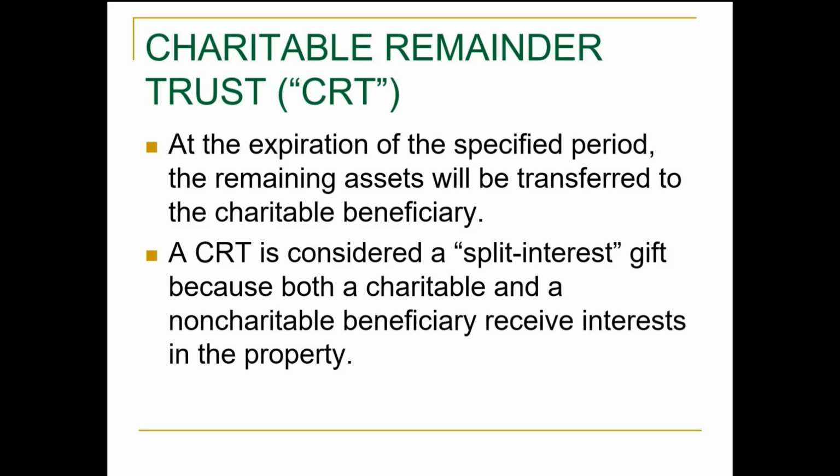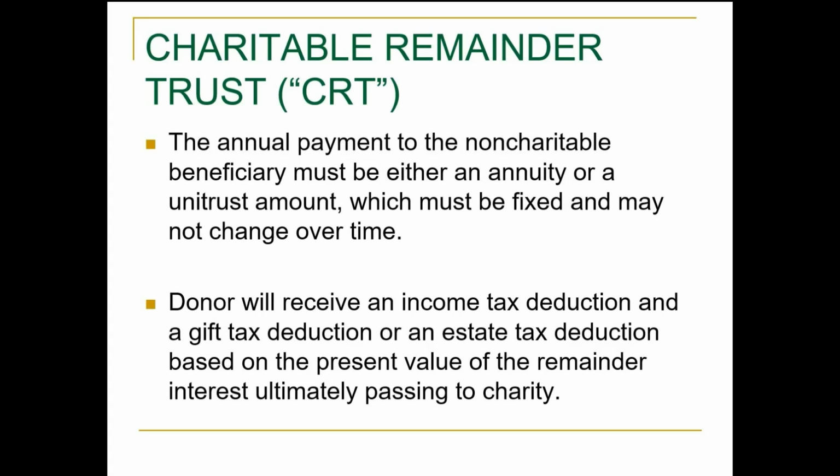This is considered what's called a split interest gift because both a charitable and a non-charitable beneficiary receive an interest in the property. And so for purposes of the gift tax deduction, there's a specific set way that, under the Internal Revenue Code, these values are determined based on the actuarial standards set out in the Internal Revenue Code. The annual payment to the non-charitable beneficiary must be either an annuity or unit trust amount, which must be fixed and may not change over time.